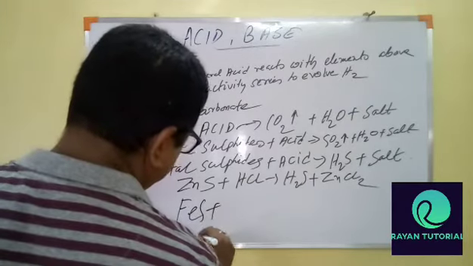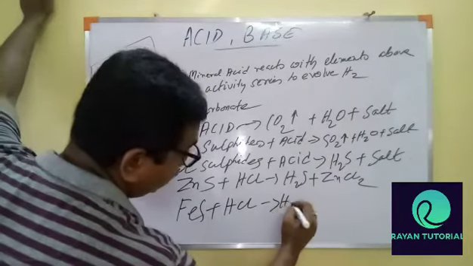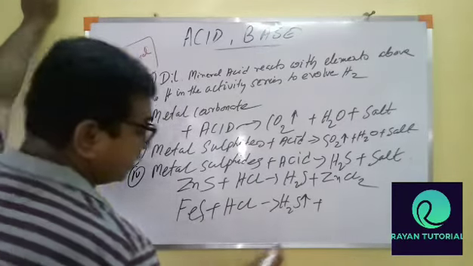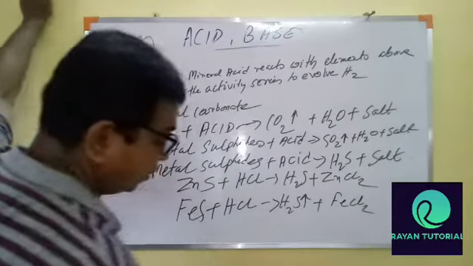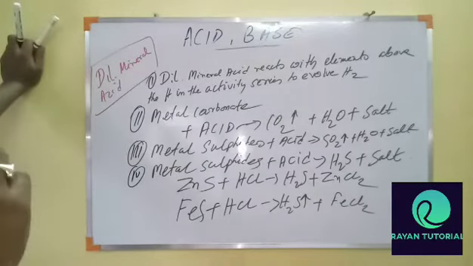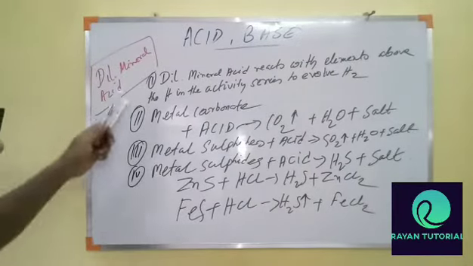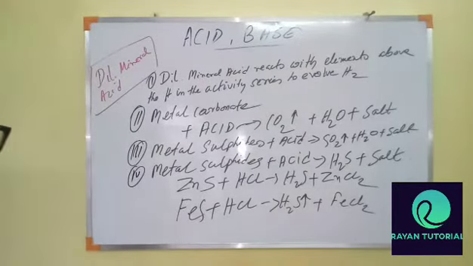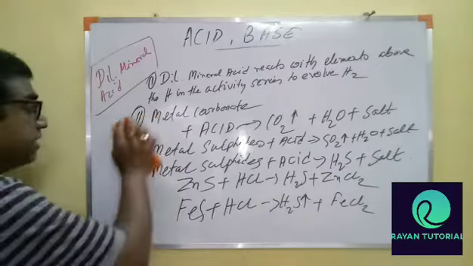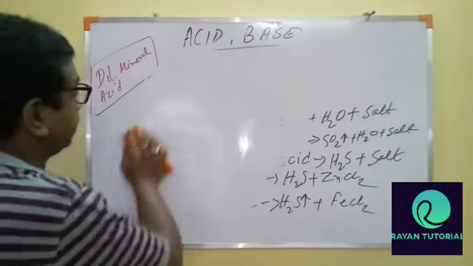If I say iron sulfide, FeS plus HCl, hydrogen sulfide will come out plus FeCl. Clear? So you got the reaction with activity series metals, the reaction with metal carbonates, and the reaction with metal sulfides. Now the last reaction, a very important reaction, is the neutralization reaction.